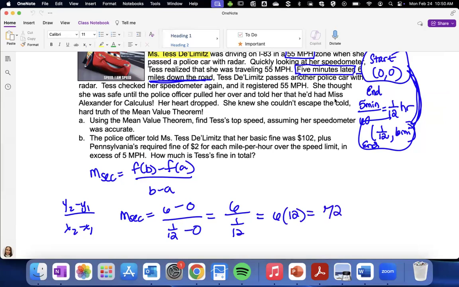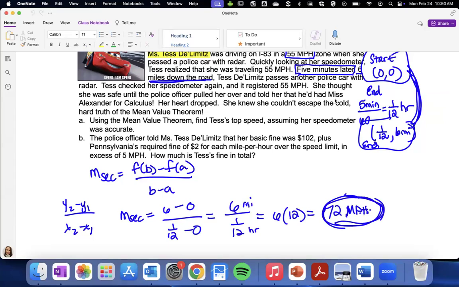How do I know what my units are? What are my units at the top? What did I subtract? Miles. And the units at the bottom are hours. So this is 72 miles per hour. She was speeding, and she thought she was safe. Can't get away from calculus. Ms. Tess Delimits.